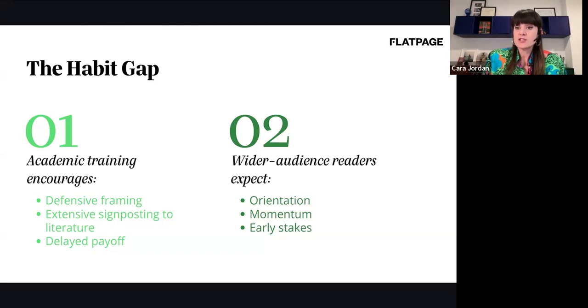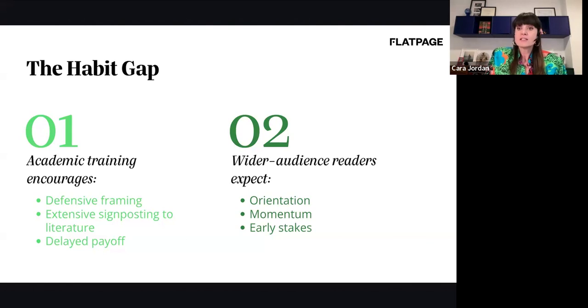Extensive signposting to outside literature is another deeply trained behavior. We've all done it. You're taught to show where you sit in relationship to existing debates, to acknowledge your predecessors or colleagues, and to demonstrate your awareness of the field. But in books for wider audiences, this kind of signposting often overwhelms readers who don't yet know why these debates matter. And sometimes they might not even care, and it might not even be relevant necessarily to the overall topic of the book.